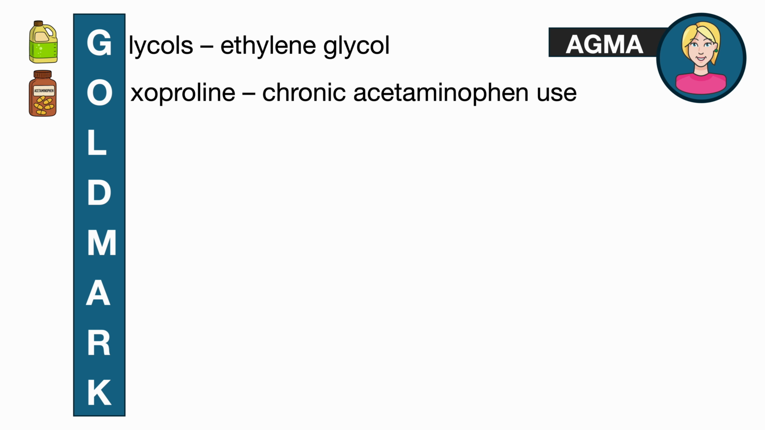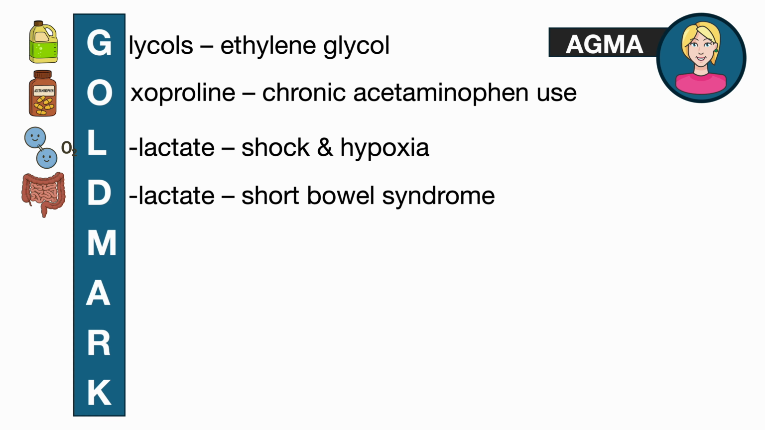Common causes of anion gap metabolic acidosis are often remembered with the modern GOLDMARK mnemonic. Let's go through these together. G stands for glycols, like ethylene glycol or propylene glycol. O stands for oxoproline, reflective of chronic acetaminophen use. L for L-lactate, lactic acidosis typically related to shock or hypoxia. D for D-lactate, which can be found in short bowel syndrome.